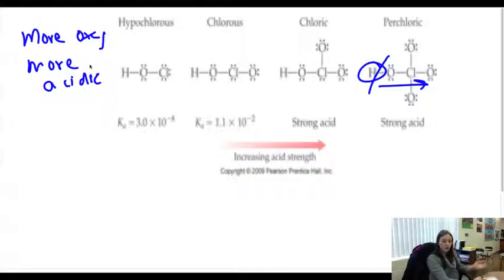It's all about how your electrons get pulled, with your polarity for the most part. So these electrons are getting moved towards the chlorine, towards all these oxygens that want these electrons, and not near the H. So the H is very easy to lose.